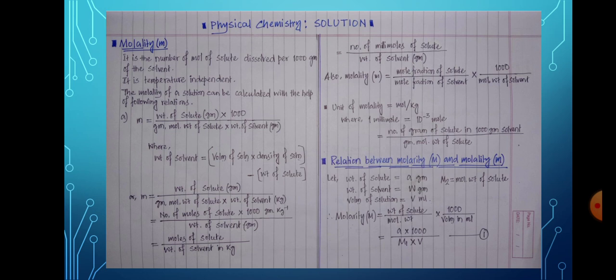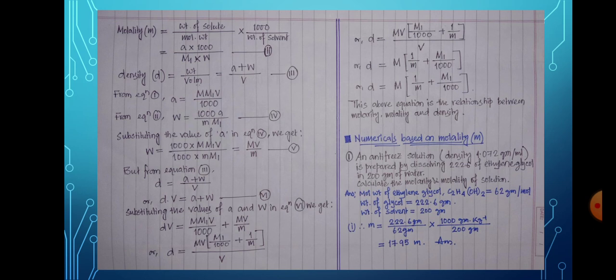Therefore, molarity equals weight of solute by molecular weight into 1000 divided by volume in ml, that equals A into 1000 divided by M1 into V. This is equation number 1, the equation of molarity. Now, molality equals weight of solute divided by molecular weight of solute into 1000 by weight of solvent, that equals A into 1000 by M1 into W. This is equation number 2.